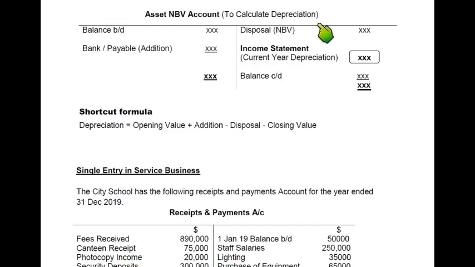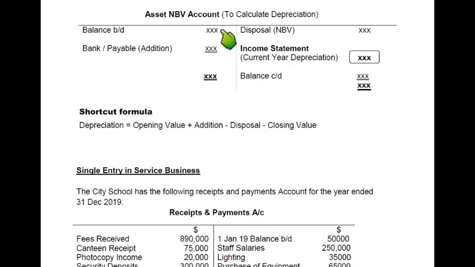It can also be solved using a T account. I recommend making a T account only when an examination question specifically asks for it. If the examination question does not particularly ask for a T account, for a net book value account, we can calculate depreciation using this simple equation or formula. So you can also see this if the examiner specifically asks for it.